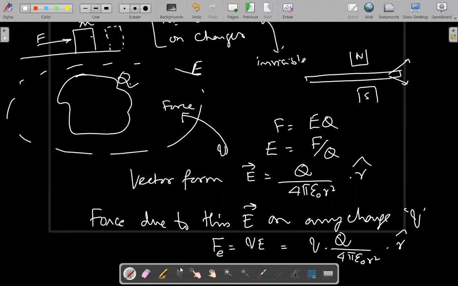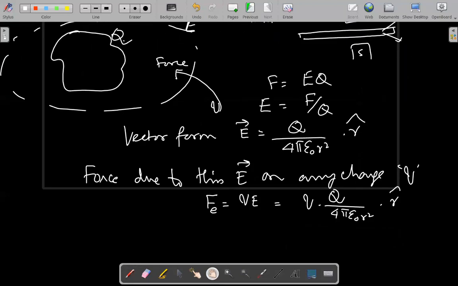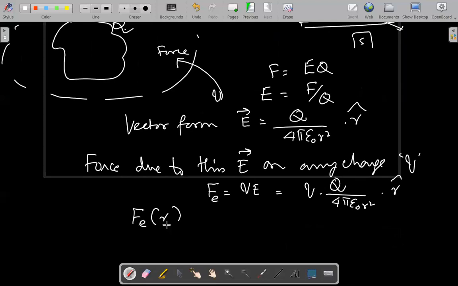So just as static charges produce an electric field, the currents or moving charges also produce some field. That field is a magnetic field. This field is an electric field, and we write this as F of E, a function of R, Q divided by 4 pi epsilon naught R square, times R cap. So this is what is called a static force.